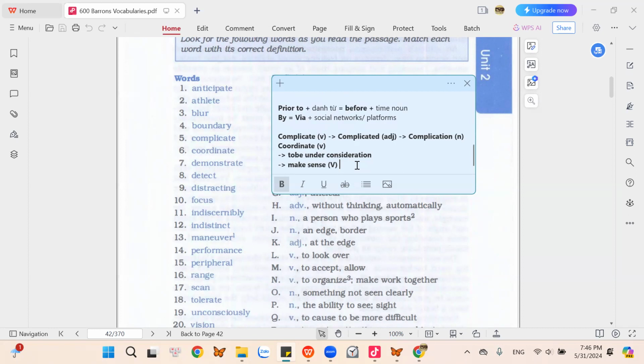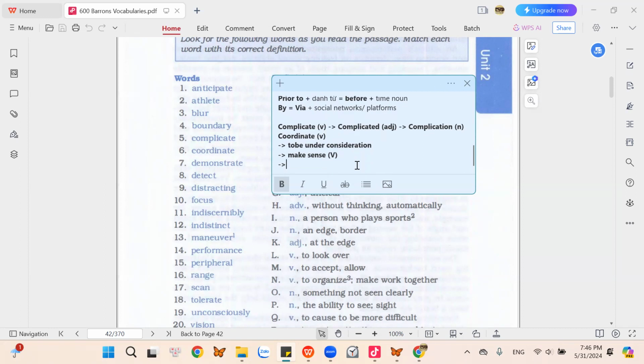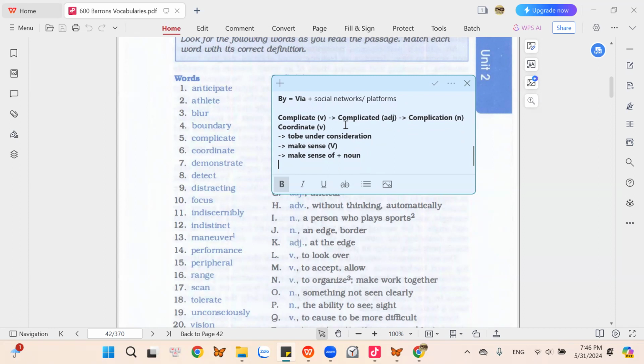All right, so first I have the phrase to be under consideration. And then I have make sense. Make sense, we have a preposition, another way for us to use, that is make sense of. To make sense of, you need to use it in English. So let's start by using these words together. To be under consideration means you have to think about those matters deeply and carefully. That is to be under consideration.